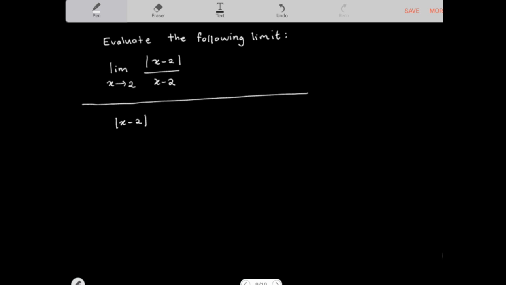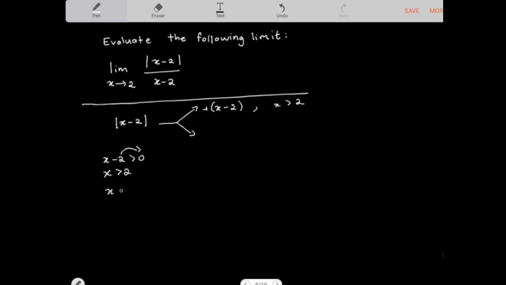The absolute value just implies that we're looking at the positive magnitude, right? But there are going to be two cases for x minus 2 on the inside. The absolute value means the inside can be positive or negative. If you're looking at the positive value, then x is going to be greater than 2. So we're going to get positive x minus 2 when x is greater than 2.